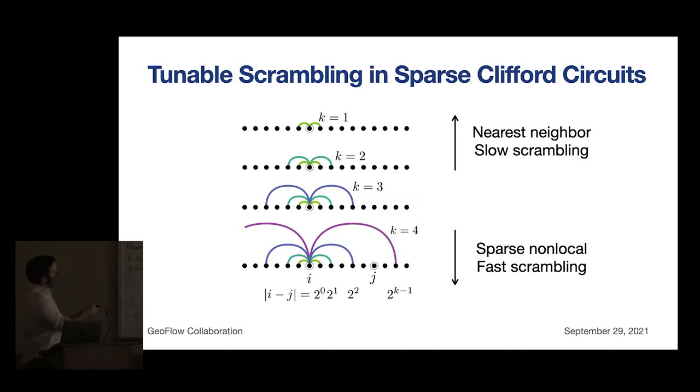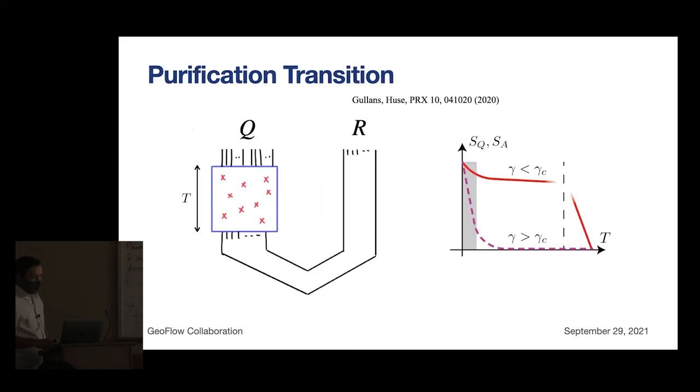We also have this parameter K that tunes between a nearest neighbor slow scrambling system on the one hand, and this fast scrambling system on the bottom. So I'm going to be studying this as a function of K. But to tell you what I'm actually going to calculate and how I'm going to diagnose this transition, we need to set up a little bit.